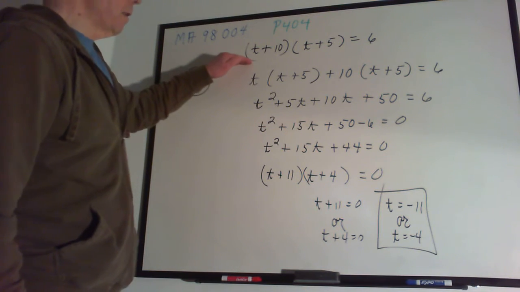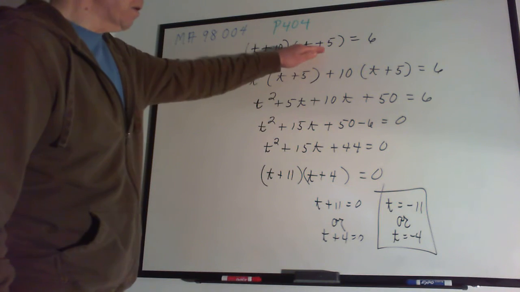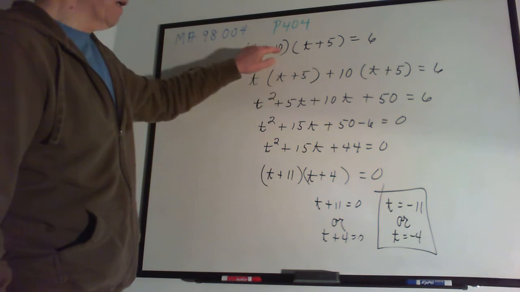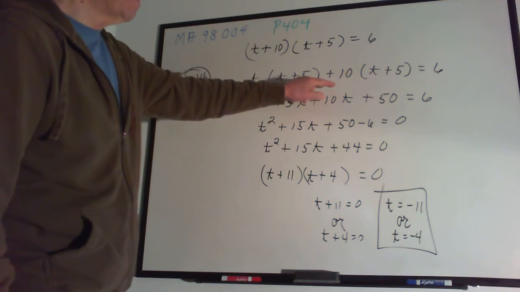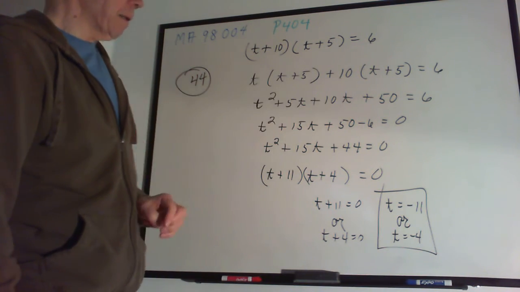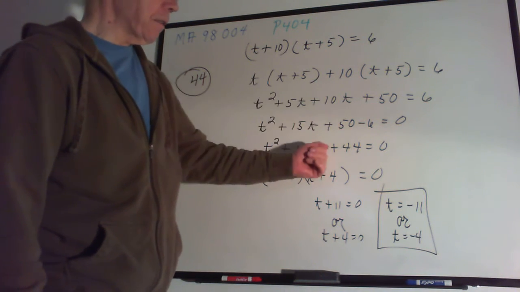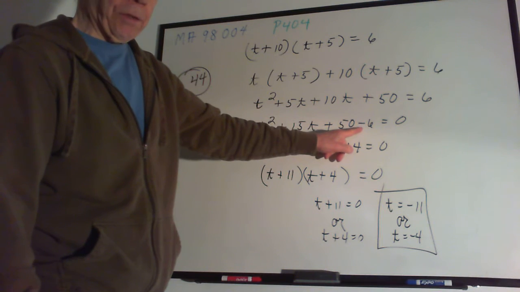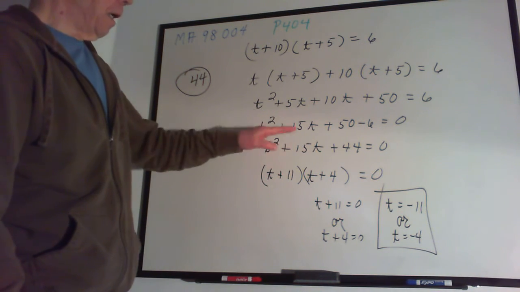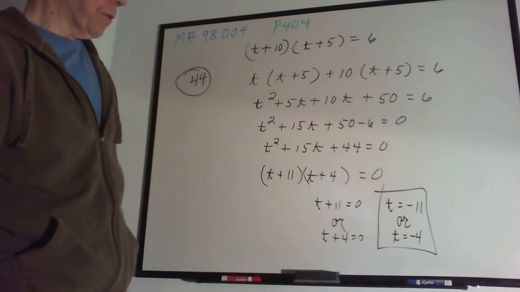All right, math is a language. It's telling you what to do. It's telling you to multiply t plus 5 by t plus 10. That will equal 6. I do the multiplication, I get this, I simplify this. I bring the 6 to the side, now it becomes a minus 6. What you're doing is subtracting 6 from both sides. I solve that, I get t squared plus 15t plus 44.